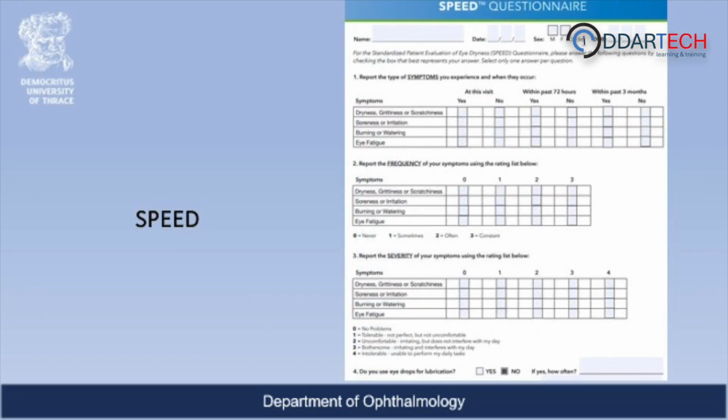The Standard Patient Evaluation of Eye Dryness, SPEED, questionnaire is another widely used tool. It has 3 sections: whether 4 specific symptoms were present at the visit, within the past 72 hours, or during the past 3 months, the frequency of those symptoms, and the severity of those symptoms.